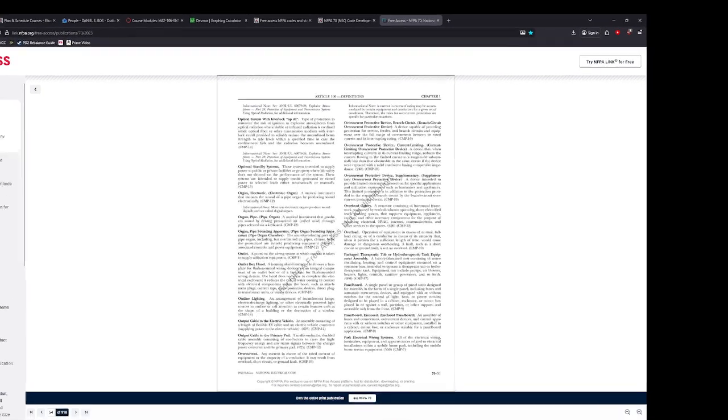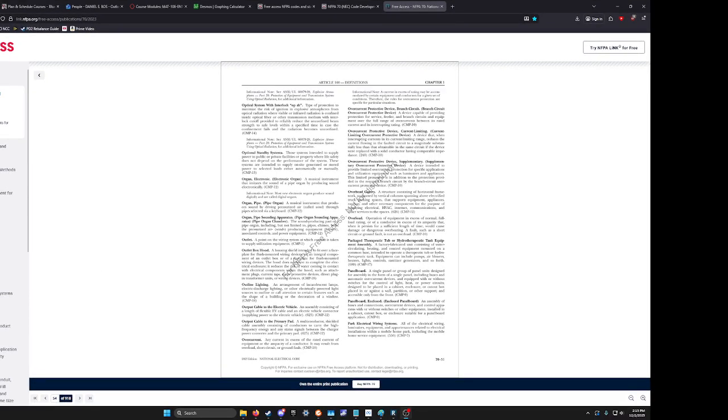Outlet. A point on the wiring system at which current is taken to supply utilization equipment. Pretty simple. Basically, anything connected to a circuit that takes power, including lights and maybe switches. I know, for example, our dimmer switches take power, but yeah.